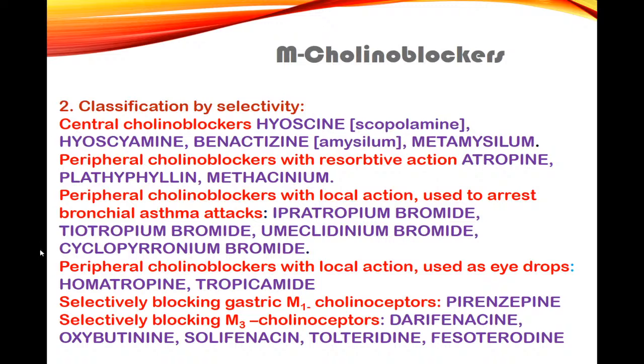All these drugs are non-selective, both central and peripheral, because they block different kinds of M-cholinoceptors. We distinguish M1, M2, M3, M4, and M5. All these drugs non-selectively block all M-cholinoceptors. But the next group selectively blocks gastric M1 cholinoceptors: pirenzepine.